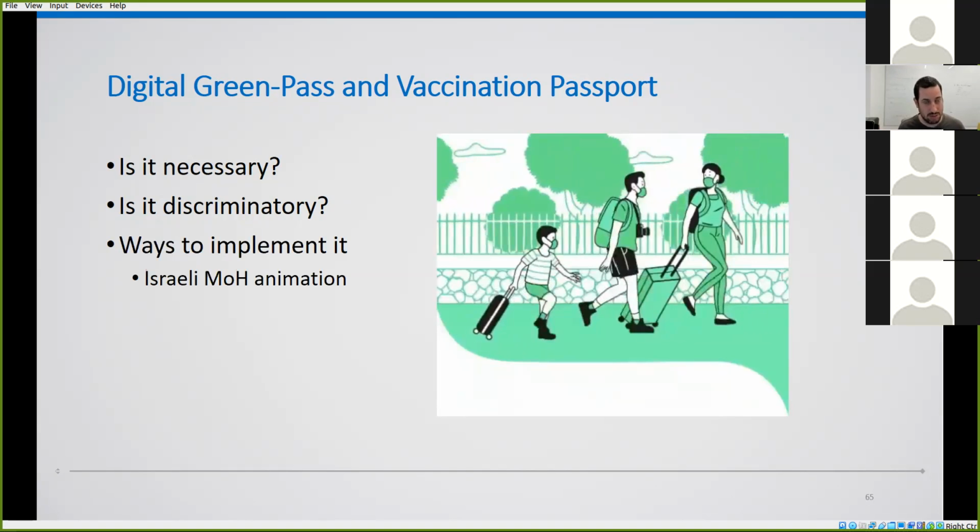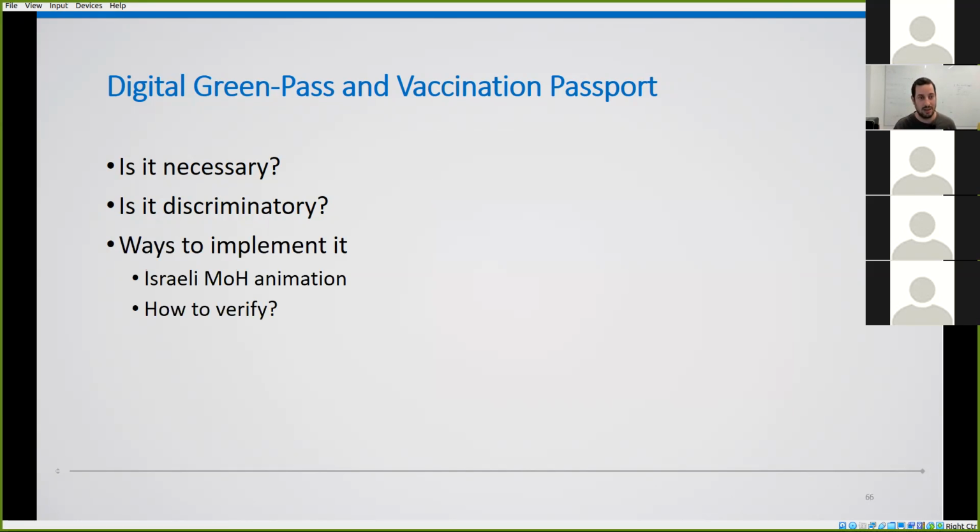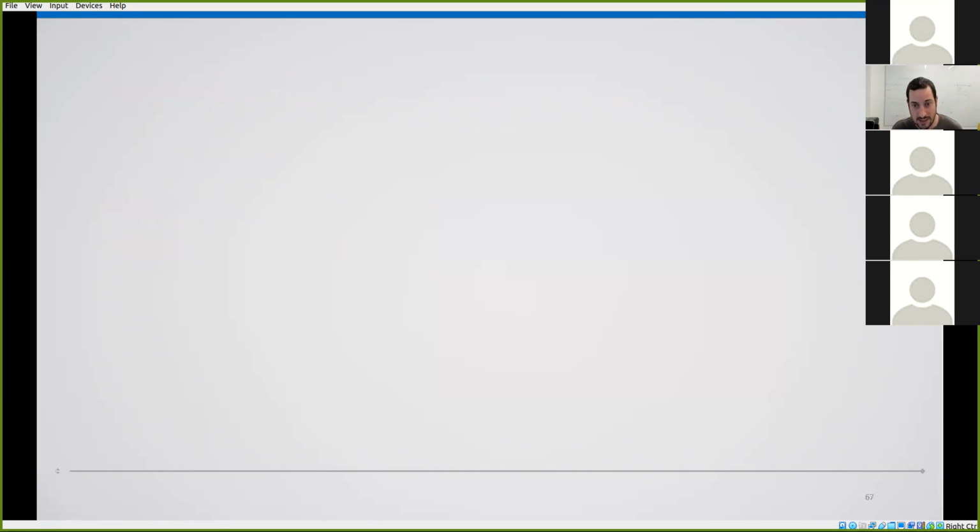We had some talk with the Israeli Ministry of Health, and we tried to explain to them that animation is not a very secure way to authenticate information. And after a while, they decided, okay, we want to have a better solution. Basically, it allows people to verify cryptographically the status of the green pass.